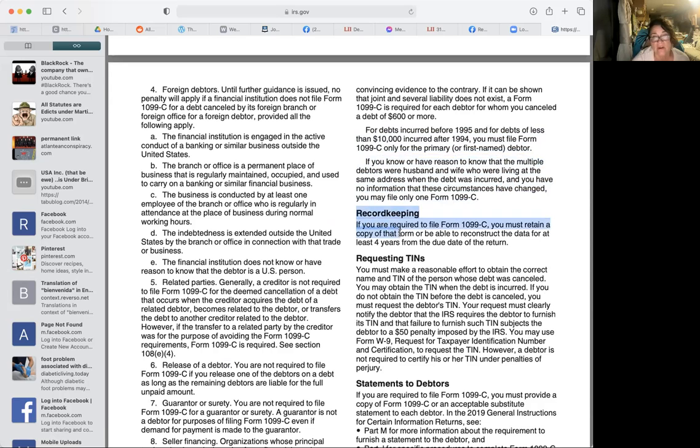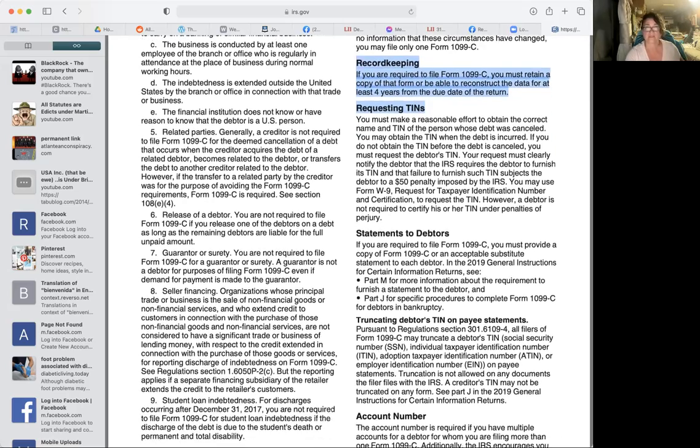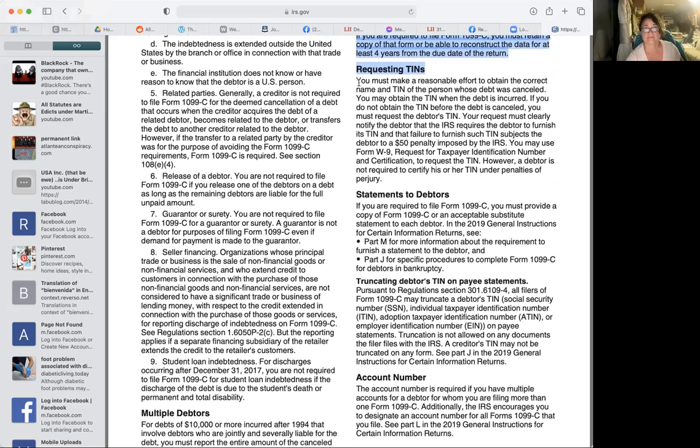Record keeping. If you are required to file Form 1099-C, you must retain a copy of that form or be able to reconstruct the data for at least 4 years from the due date of the return. Requesting TINs, tax identification numbers. All right, here we go. You must make a reasonable effort to obtain the correct name and TIN of the person whose debt was canceled. You may obtain the TIN when the debt is incurred.